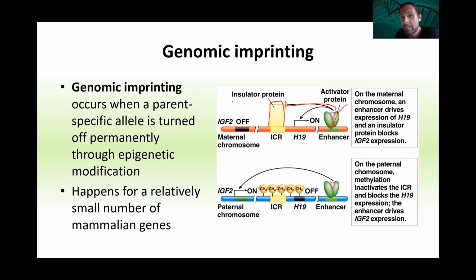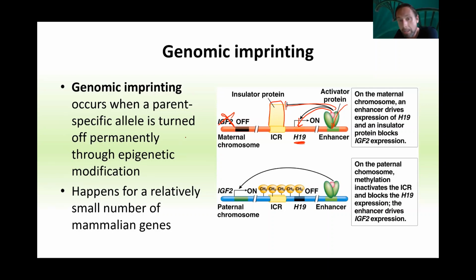So in this case, in the maternal chromosome, the transcription factor binds to the enhancer, and it can activate transcription of the H19 gene, but it cannot activate transcription of the insulin-like growth factor 2 gene because the insulator is in the way. So on mom's chromosome, H19 is on, but IGF2 is off.